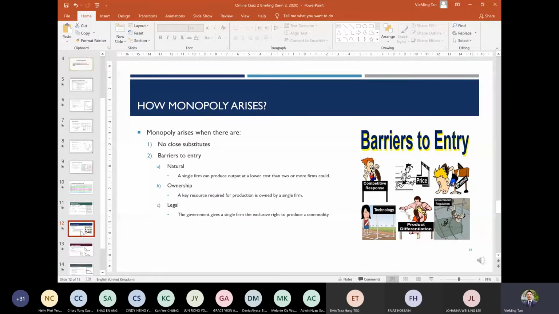Generally, there are 3 types of barriers to entry. For monopoly, it can be due to natural, ownership, or legal. Okay. Natural, ownership, or legal.